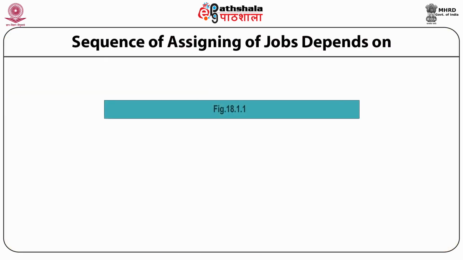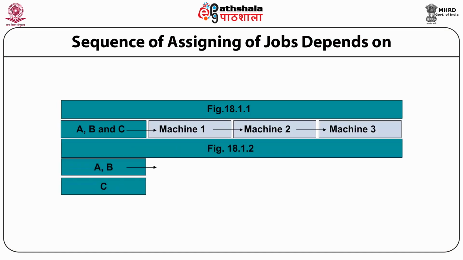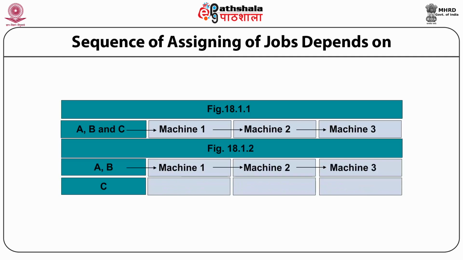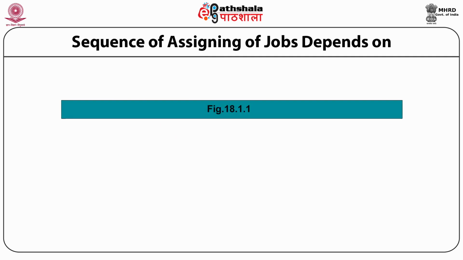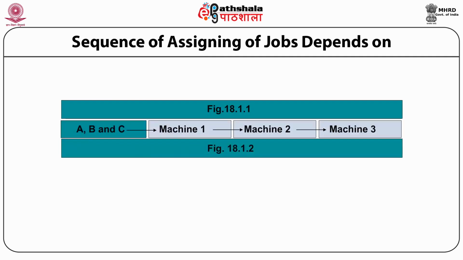If it waits only for completion of A, then waiting time is 10 seconds. Whereas, if it waits for both A and B, then waiting time increases to 50 seconds. Can see the figure. A, B and C go to machine 1, 2, 3, and A and B go to machine 1 to 2 to 3, while C can go from 2 to 3.